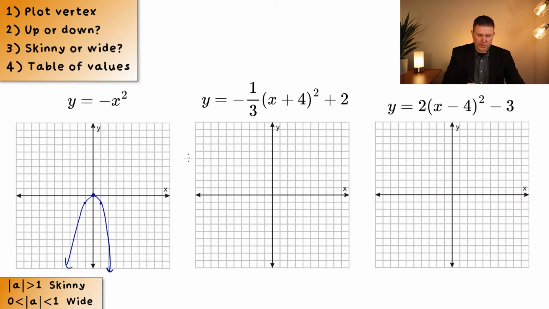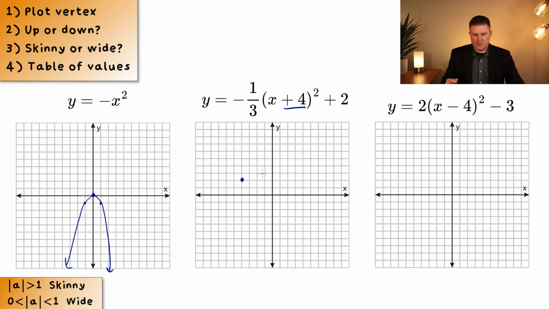So first thing you're going to want to do is find the vertex. So for this one, remember that horizontal shift is opposite. So when it says +4, it really moves to the left 4. So -1, -2, -3, -4, and then up 2. So 1, 2. So that's the vertex.